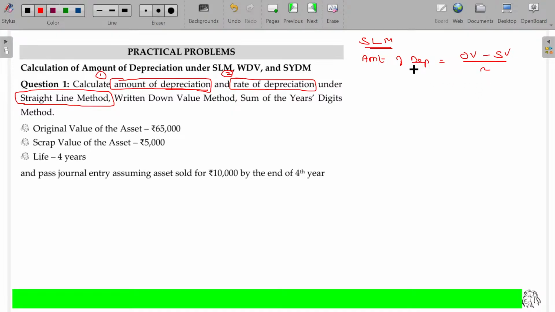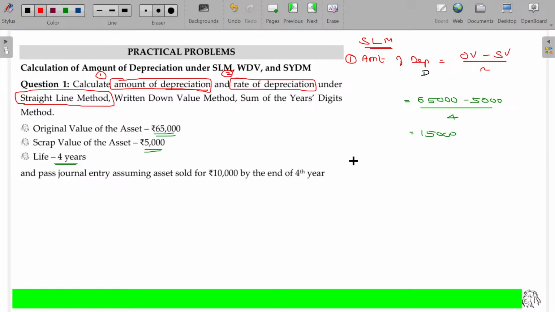N represents life. So I use D for amount of depreciation, N for the life, and original value and scrap value. In this illustration, the original value of the asset is 65,000, the scrap value of the asset at the end of its life is 5,000 rupees, and we expect that this machine will work for 4 years. Then the amount of depreciation is 65,000 original value minus scrap value 5,000, divided by the number of years this asset will work, which is 4 years. So 65 minus 5, 60,000 is going to be lost over the 4 year period. It means you are losing 15,000 rupees per year. This 15,000 is called the amount of depreciation per year. Is that clear? Now, the first question is answered.